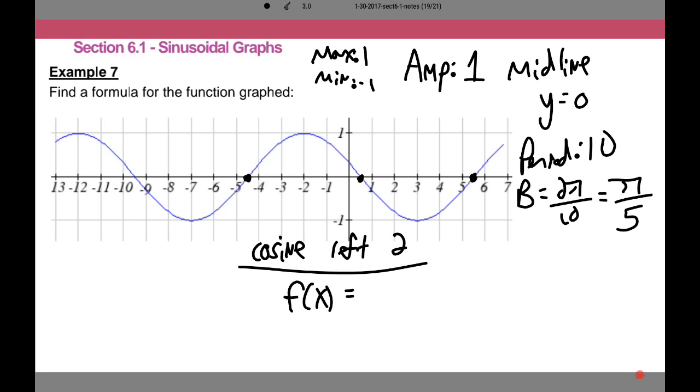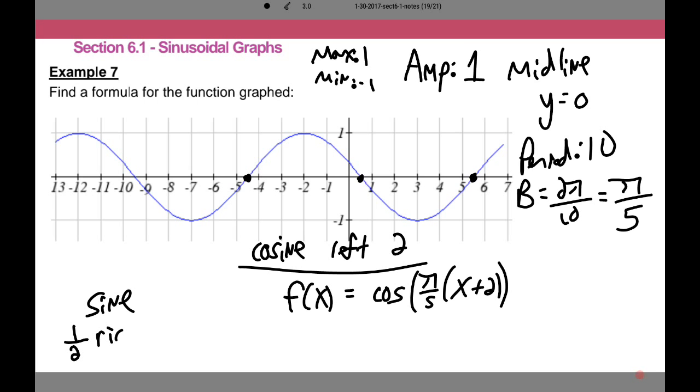So the cosine is fairly straightforward. Our amplitude is 1. I'm going to do pi/5, then x plus 2. So that is the simpler of the two solutions. If we're going to use sine, we can use a shift of 1/2 right and a reflection over the x-axis in order to get this graph.